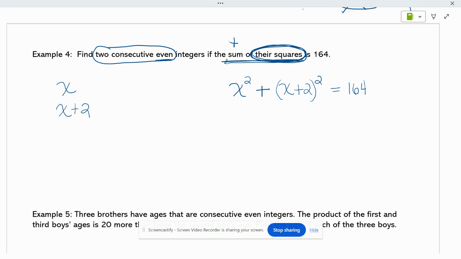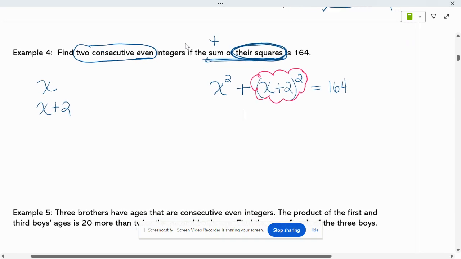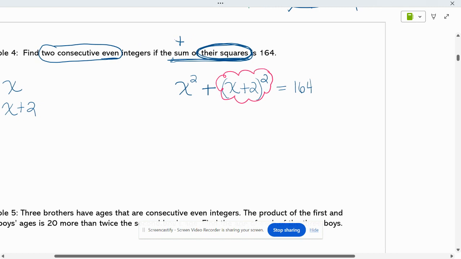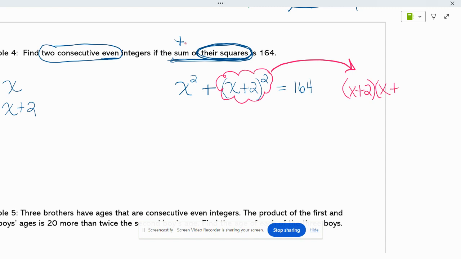Well, we have to remember what this means because this kind of throws us off sometimes. So someone tell me, what does x plus 2, the quantity squared, really look like? It doesn't look like x squared plus 2 squared. Our brain wants to do that, but it doesn't. When I square something, that means that I multiply it by itself, right? It's that whole thing multiplied by itself. So x plus 2, the quantity squared, really means x plus 2 times x plus 2.